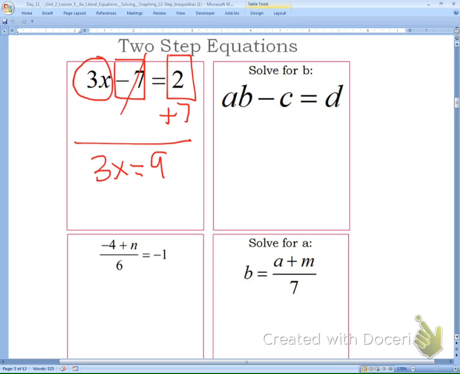Then you notice you had a coefficient next to your variable, that 3. If it's beside it, you have to divide it, right? So we divide both sides by 3. X is equal to 3.